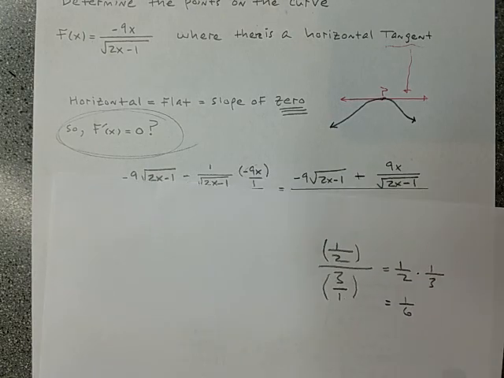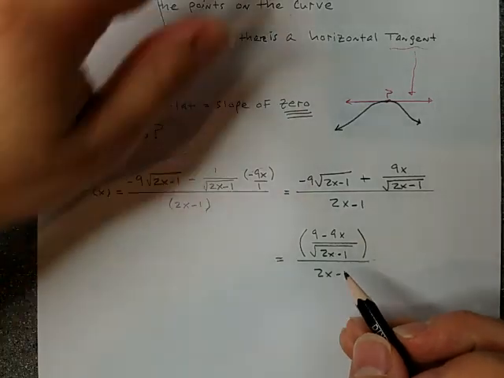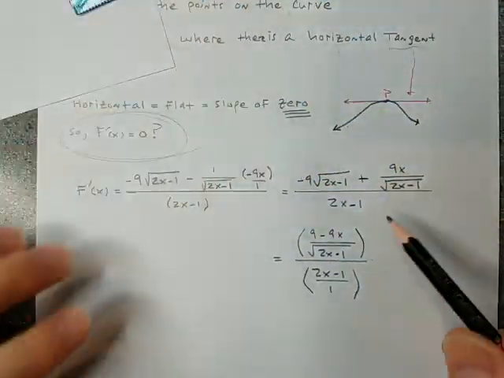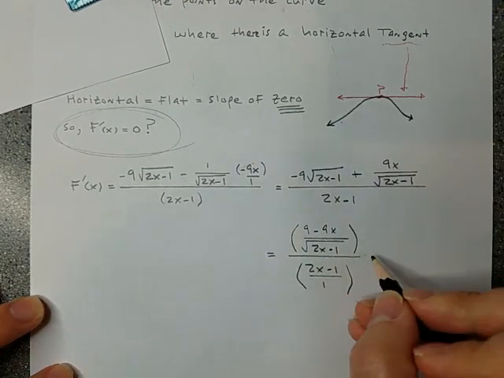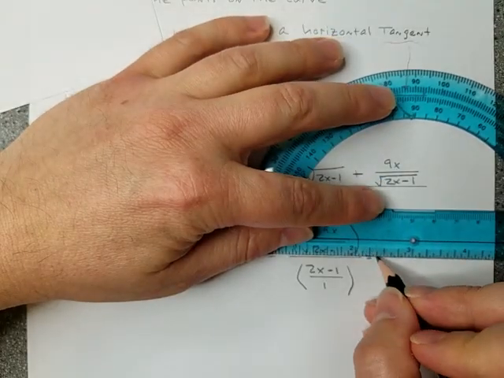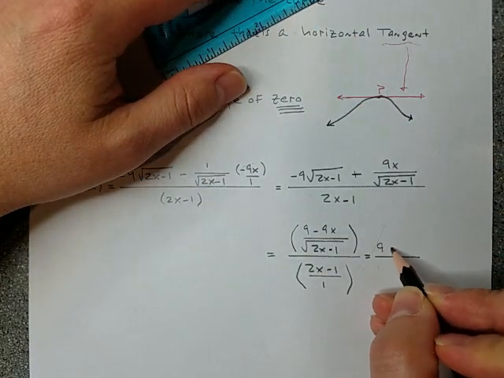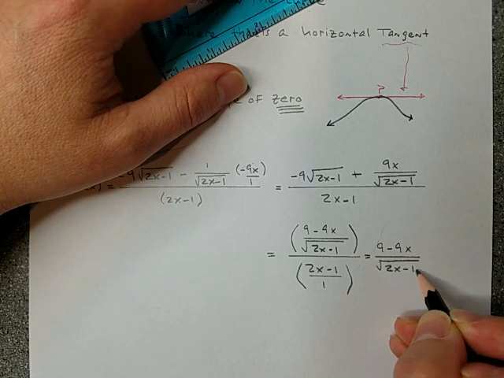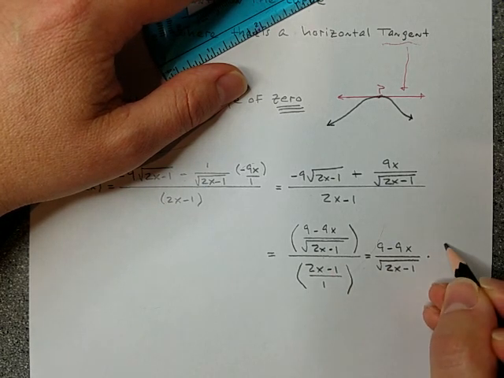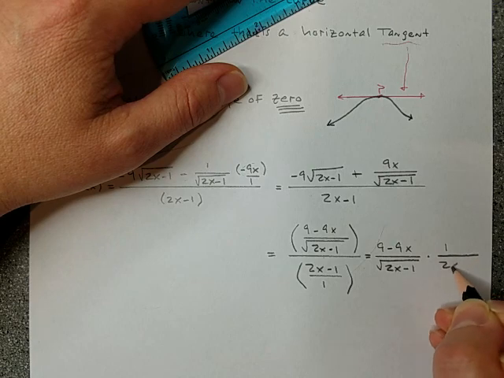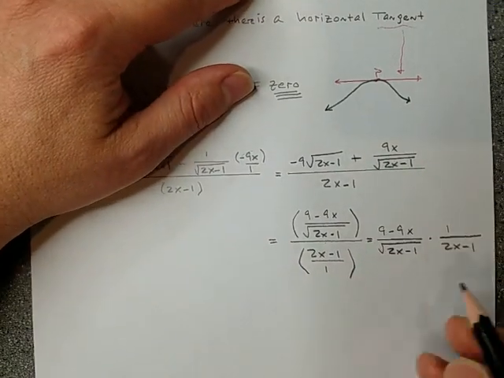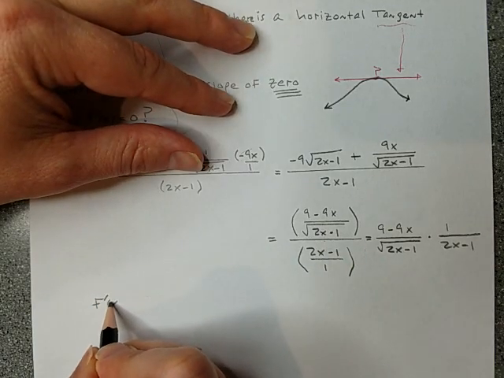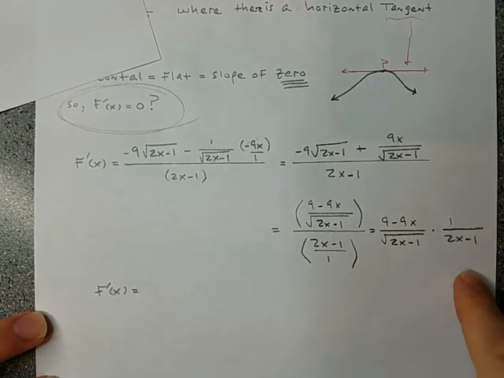And I tell you that just because that's how I'm going to do this one. I'll put this with a 1 under it, and I'll say, okay, I need to take this fraction times the reciprocal of that. So what's that going to look like? We're almost there. We get 9 minus 9x over root 2x minus 1 times the reciprocal of this, 1 over 2x minus 1. Okay, one last thing. Before I'm done, I'm going to go ahead and write f prime x over here, okay?